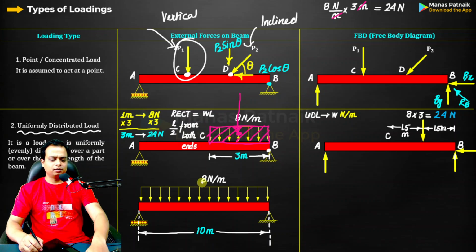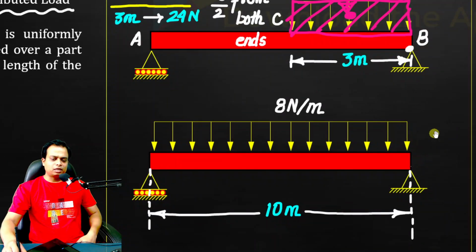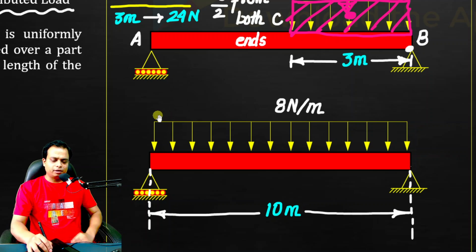Take a look at this example. Take a look. Sir, this also looks like a rectangle. What is the span onto which the UDL is active? Sir, it is active on the entire span. How much is it? Sir, this is equivalent to 10 meters. Okay. So what is this height? Sir, this is 8 Newton. Okay. 8 Newton, 8 Newton, 8 Newton.